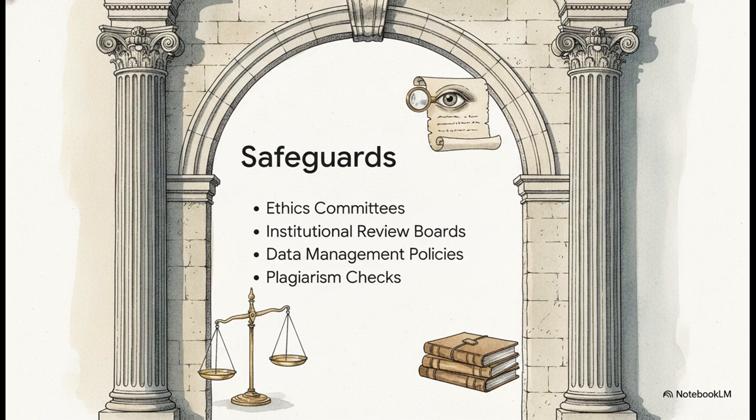Institutions enforce safeguards like ethics committees, institutional review boards, strict data management policies, and plagiarism checks. Now, an institutional review board, commonly called an IRB, is not just some bureaucratic red tape meant to annoy you or slow you down. They are the absolute frontline defense for human participants. They review proposals before a single piece of data is ever collected.